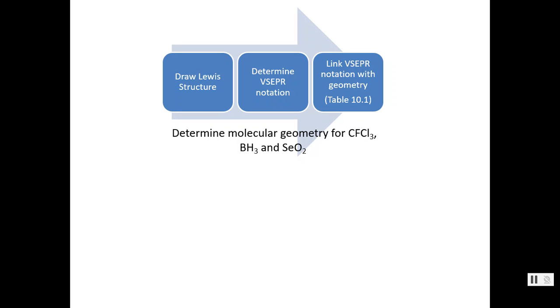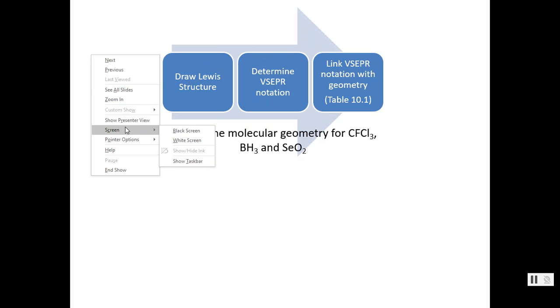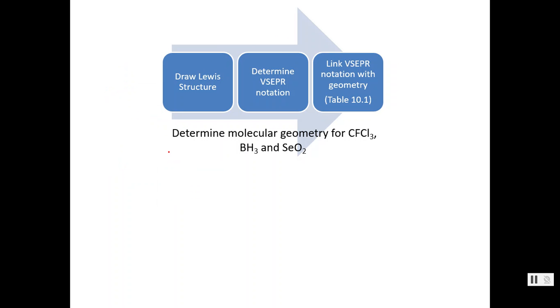So to do these three examples, I asked for determining the molecular geometry of each, but the first thing you always got to do before finding the geometry is you need to know the Lewis dot structure, because it's the Lewis dot structure that will help you determine the VSEPR notation, and the VSEPR notation will help you determine the molecular geometry. So first thing we're going to do is for CFCl3, we need to draw its Lewis dot structure.